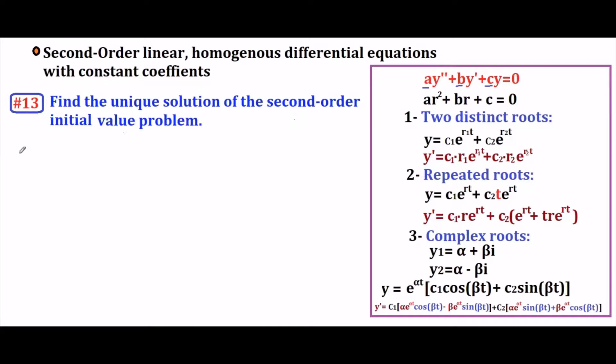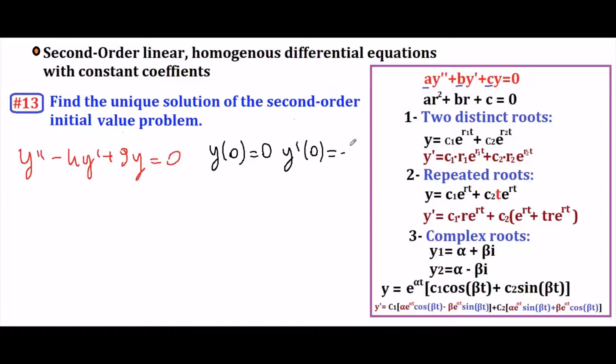The problem is y double prime minus 4y' plus 9y equals 0, with the given conditions y of 0 equals 0 and y prime of 0 equals -8. Our first step is to convert into the characteristic equation.